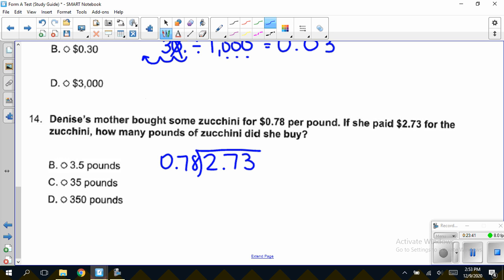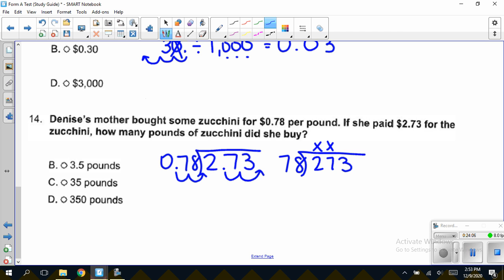Well, because my divisor has a decimal, I'm going to multiply it by 100, so I swoop the decimal 2 place values to the right. Do the same thing for the dividend. So I now have the new division problem of 273 divided by 78. So I do see that 78 cannot go into 2, nor can it go into 27.